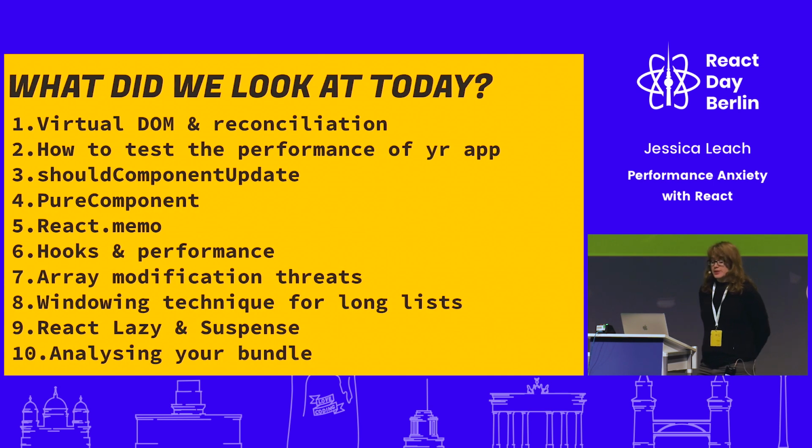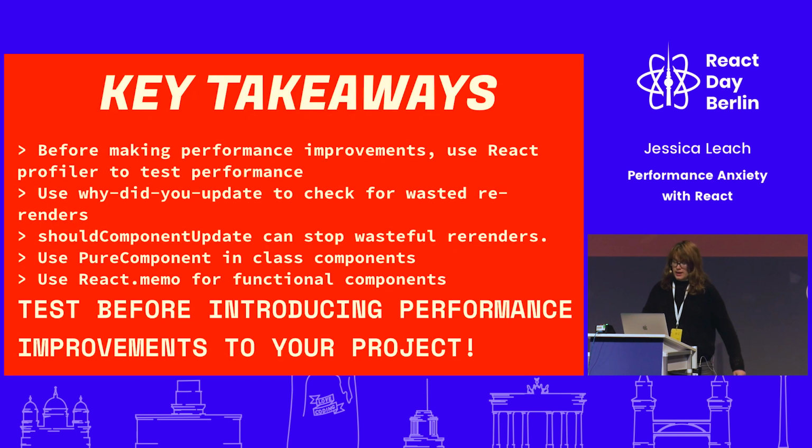What did we look at today? Virtual DOM and reconciliation, how to test the performance of your app, shouldComponentUpdate, PureComponent, React.memo, hooks and performance, array modification threats, windowing technique for long lists, React lazy and Suspense, and analyzing your bundle. And some key takeaways from this talk are: before making performance improvements, use React Profiler to test performance. Use Why Did You Update to check for unnecessary or wasted re-renders. shouldComponentUpdate can stop wasteful re-renders. Use PureComponent in class components or React.memo for functional components, and test before introducing performance improvements.